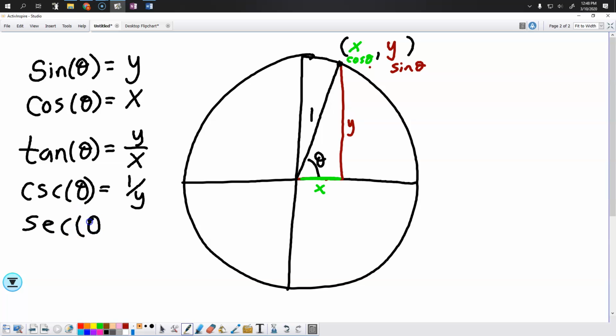Secant is going to be what? The reciprocal of which one? Cosine. So this one is equal to what then? 1 over x. And cotangent is what? The reciprocal of tangent, which is x over y. Okay? So, we can find the sine, cosine, tangent, cosecant, secant, or cotangent for any angle on the unit circle by just, if we know what the coordinates are, x and y, which you do because they're on your circle, we can calculate all the other ones, and that's what we're going to do today. Okay? So that's our goal.